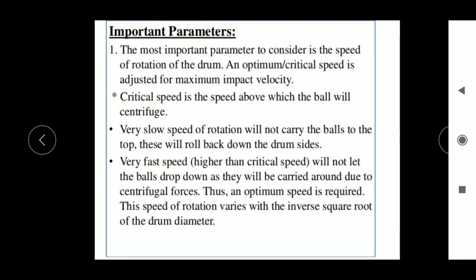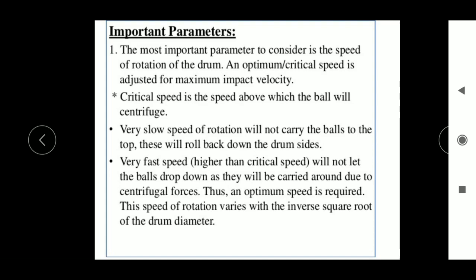Let's discuss the important parameters of a milling process. The most important parameter to consider is the speed of rotation of the drum. An optimum or critical speed is adjusted for maximum impact velocity. The critical speed is the speed above which the balls will centrifuge. A very slow speed of rotation will not carry the balls to the top; they will rock back down the drum side.